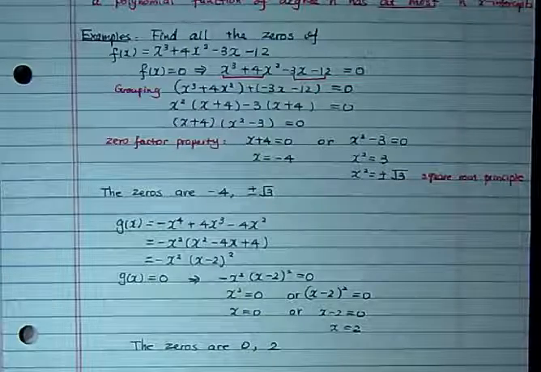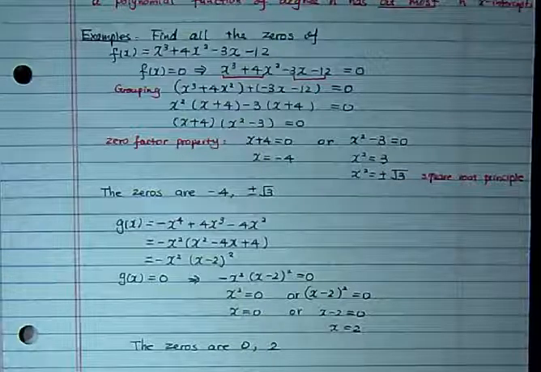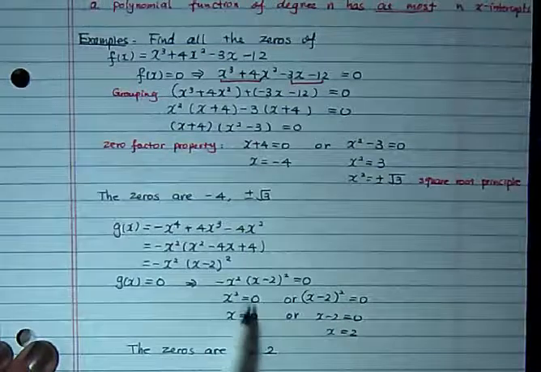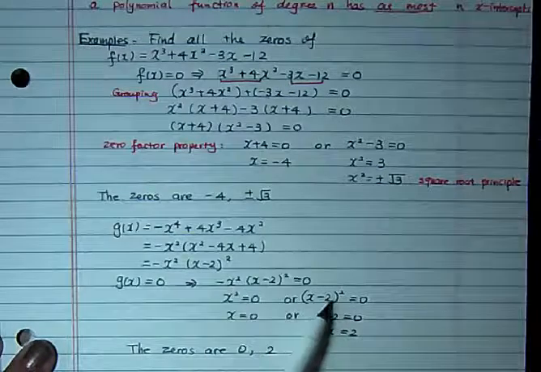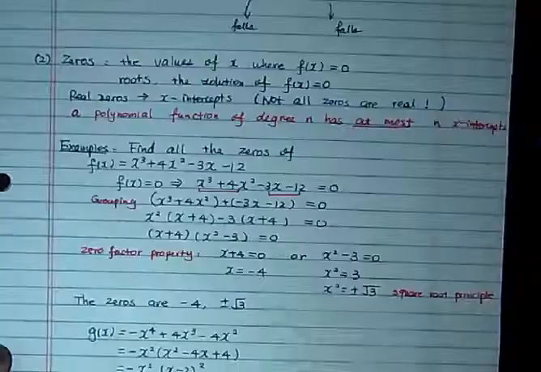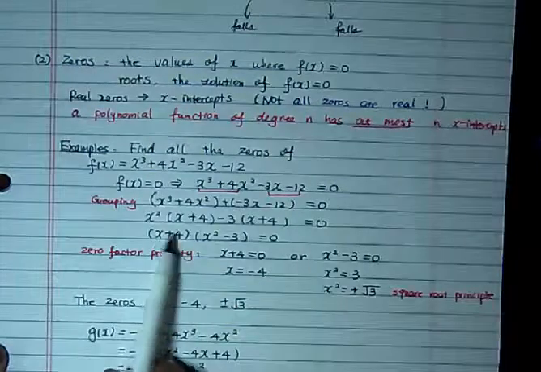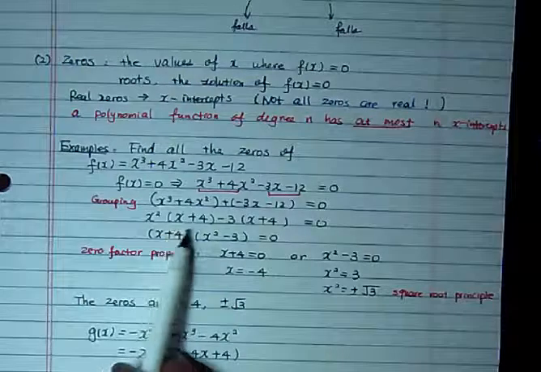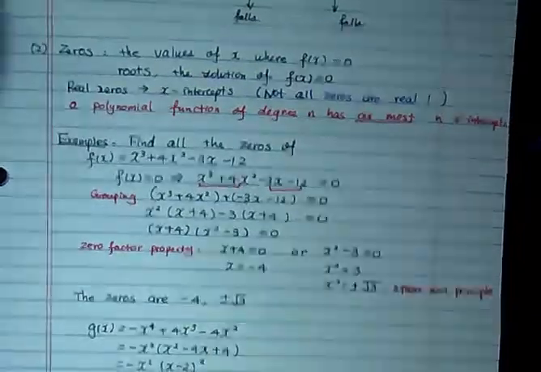Well, you might see that some of the zeros, for instance this 0 coming from x squared, and this 2 coming from x minus 2 squared. But negative 4 is coming from x plus 4, right? So they have different powers. That's related to the multiplicity of the zero.